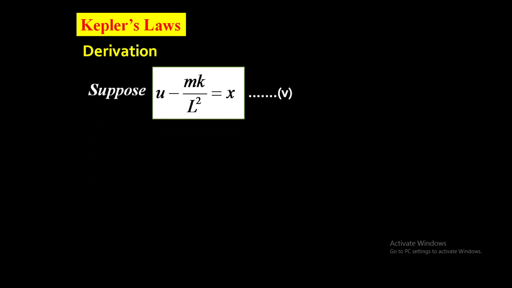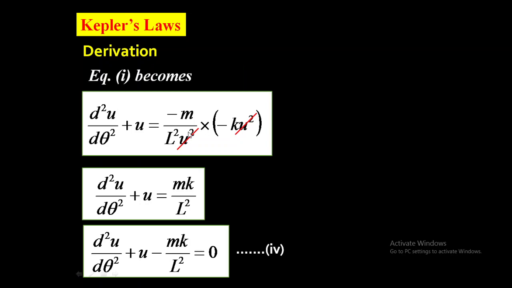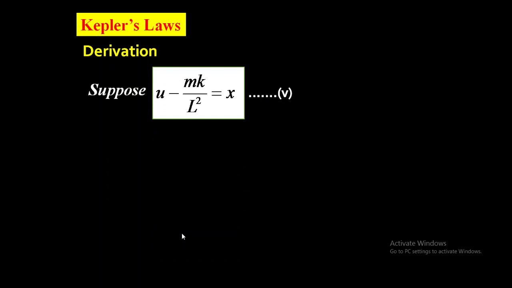Now suppose u minus mk by l square is equal to x. This is equation number 5. We are supposing this because we have to solve this differential equation, so we are considering u minus mk upon l square is equal to x.